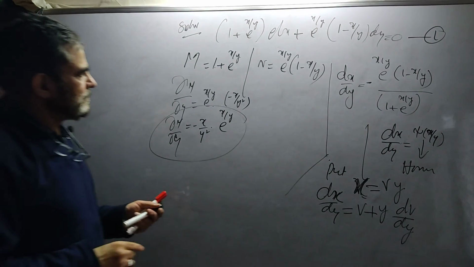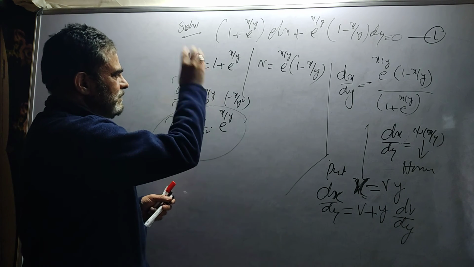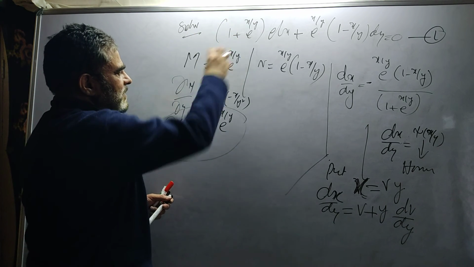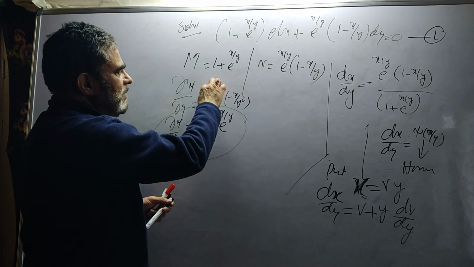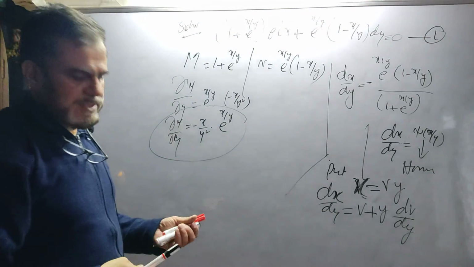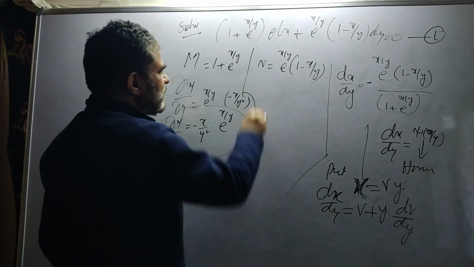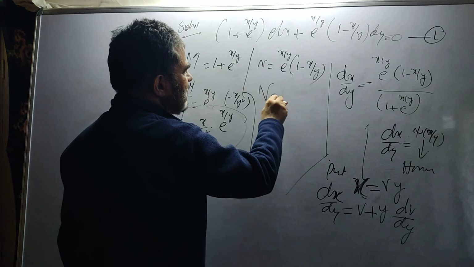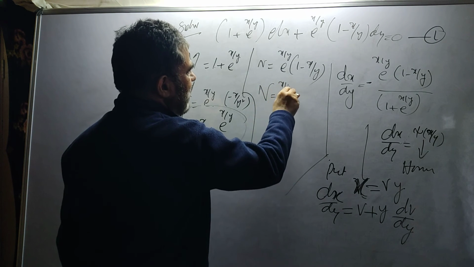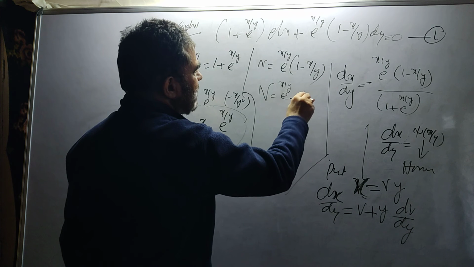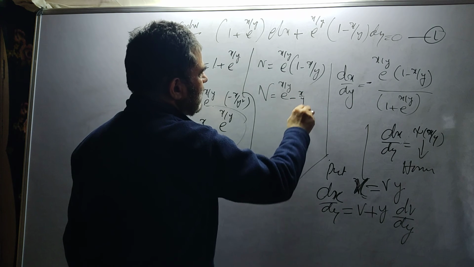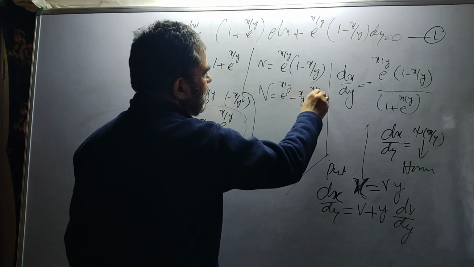Clear? Remember, the exponential function is as it is. Differentiation of e raised to power x by y with respect to y, treating x constant. Come now here. What is this? It is N is equal to e raised to power x by y minus x by y e raised to power x by y.